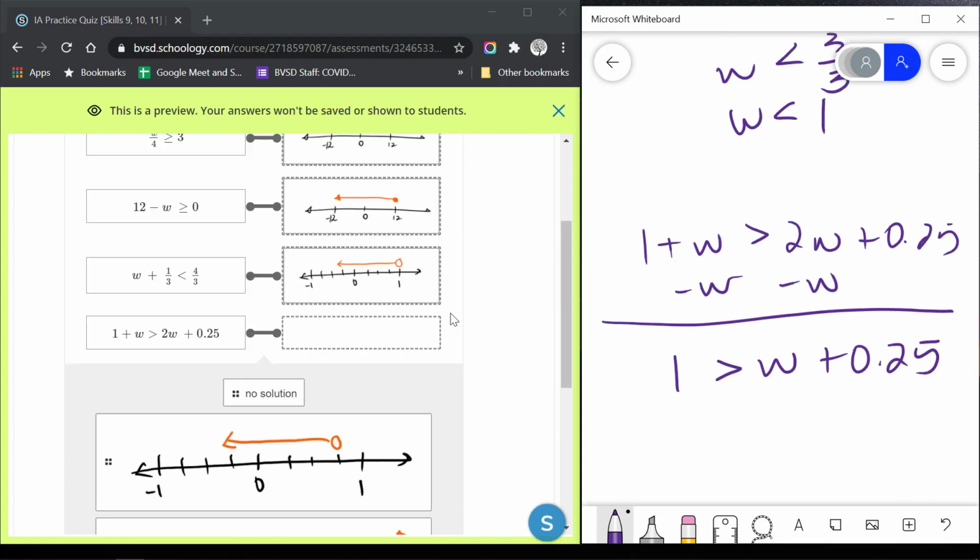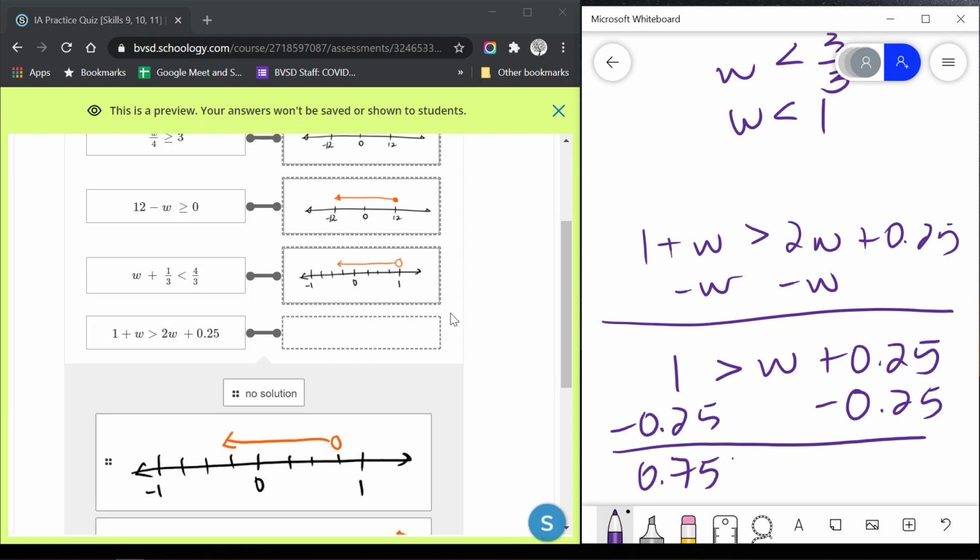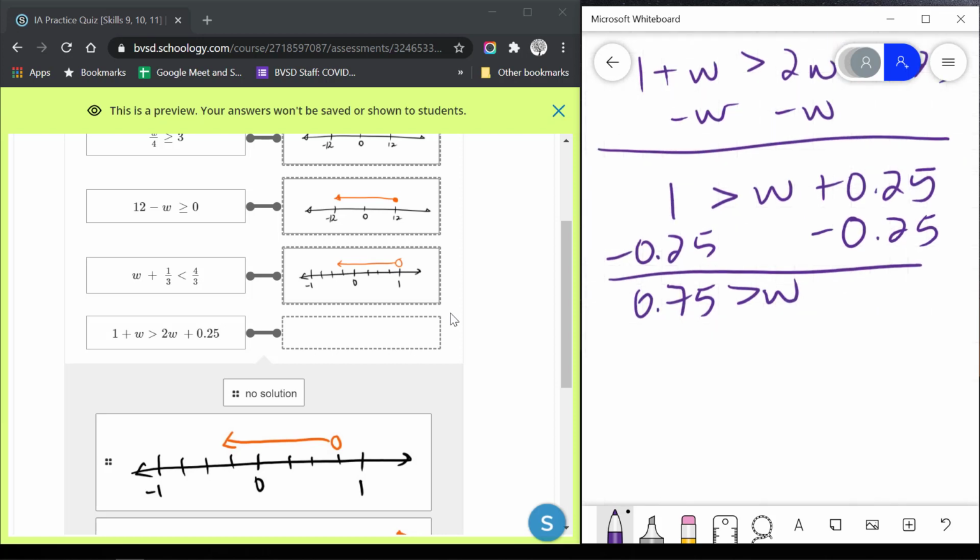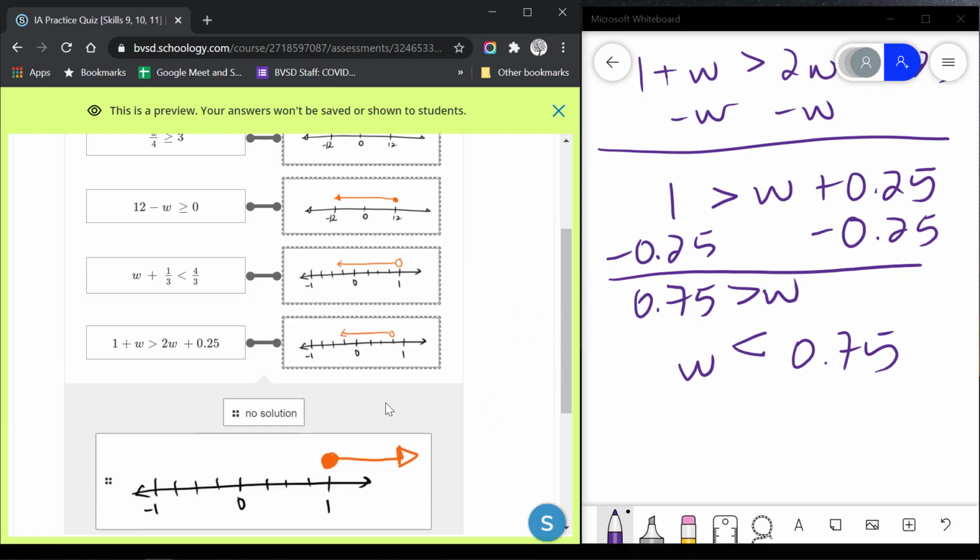That one is. So here first I subtracted w from both sides, and then I'm going to subtract the 0.25 from both sides, and I get 0.75 is greater than w. And just to make it easier for my brain, I might write that as w is less than 0.75. It's still opening towards the 0.75, so that looks like this picture right here.